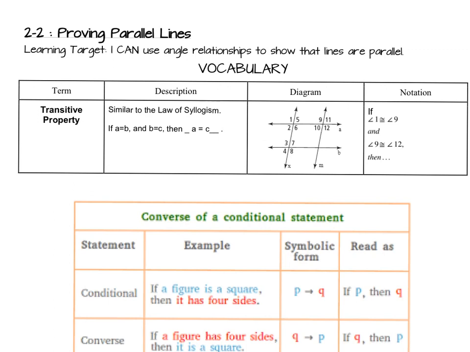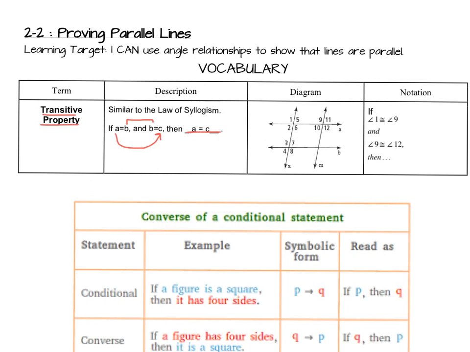A property that we'll use quite a bit is called the transitive property. It says, similar to the law of syllogism, which you may or may not know that definition, if A is equal to B and B is equal to C, then A is also equal to C. So notice that B is kind of that common theme in the middle, then A and C would also have to be the same. Now, how that relates to parallel lines is this.